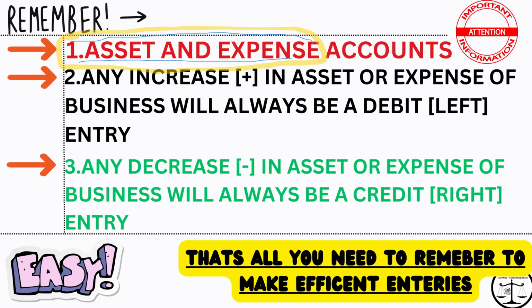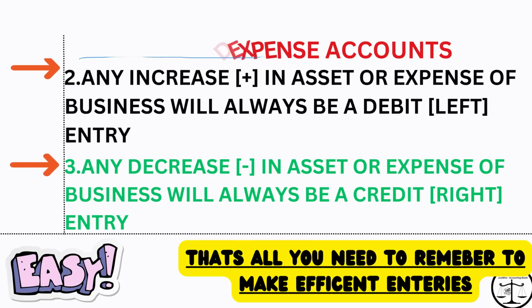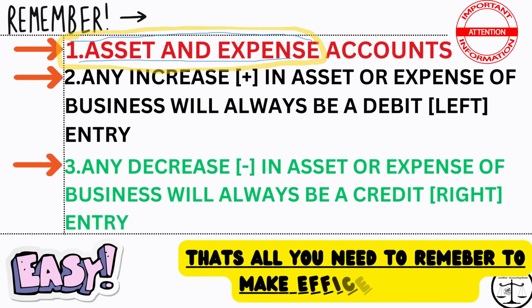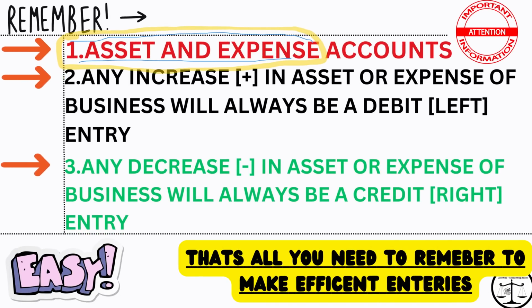Also remember any increase, that is plus, in assets or expenses of a business will always be a debit, that is a left-hand side entry. Friends, also remember that any decrease, that is minus, in assets and expenses of a business will always be a credit, that is a right-hand side entry. Friends, that's all you need to remember to make entries more easily and efficiently.